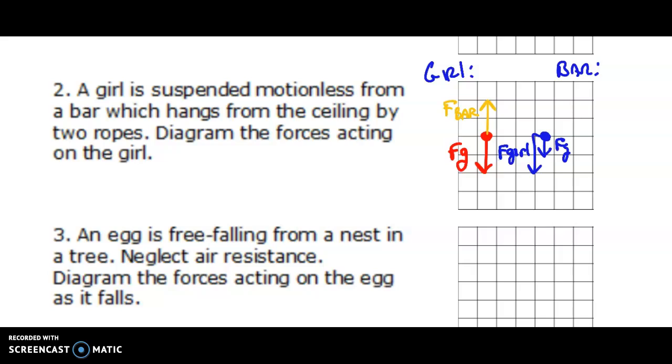And now I have 3 total boxes down, so I need 3 total up. But there were 2 ropes, so each rope is going to get 1.5. So I'm going to go 1.5 up, force of tension there, and 1.5 up, force of tension there. So for this problem, it's probably more like the left picture because it said diagram the forces on the girl. But if you were going to do it on the bar, it would be that right picture.